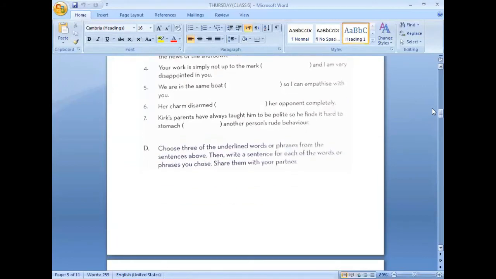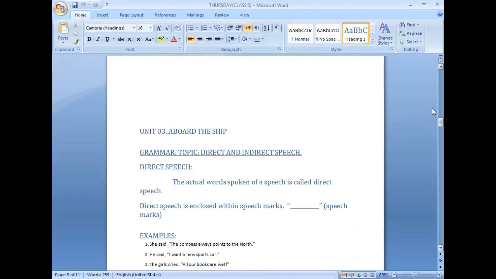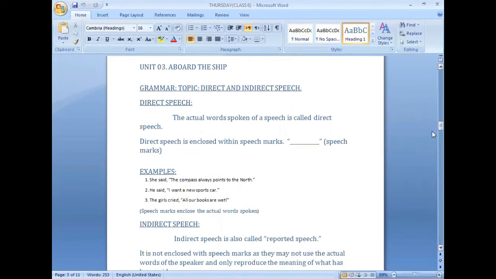Now we come to our grammar topic, that is direct and indirect speech. Direct and indirect speech are also called direct and indirect narrations. What is narration? Narration is the act of representing the words of a speaker. Like the teacher is saying something, and the teacher's words are being reported. That's called a narration. So there are two ways of reporting. One is direct speech, and the other is indirect speech.